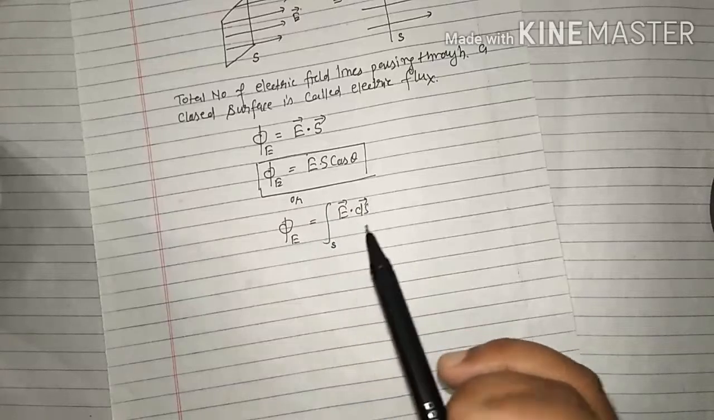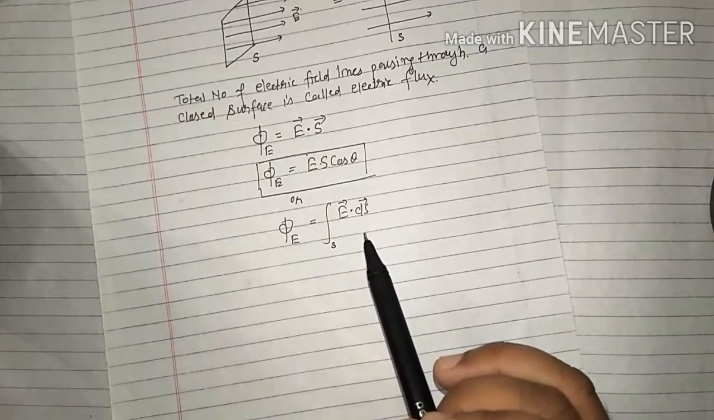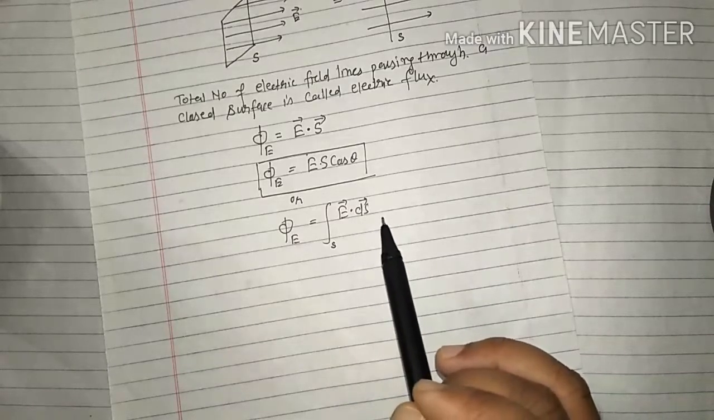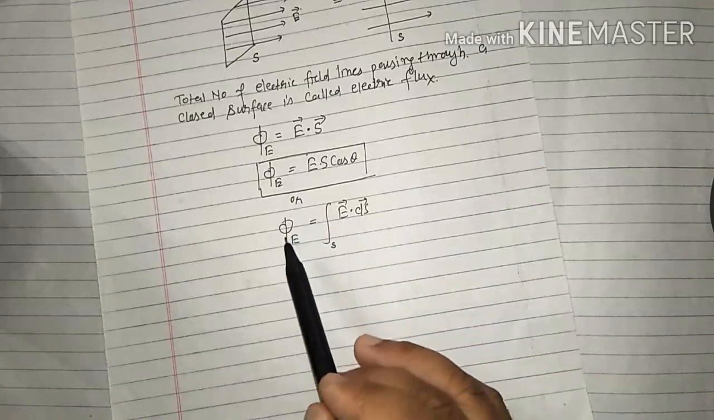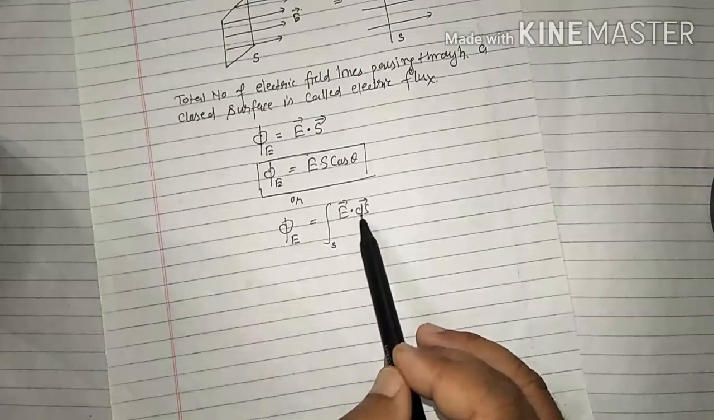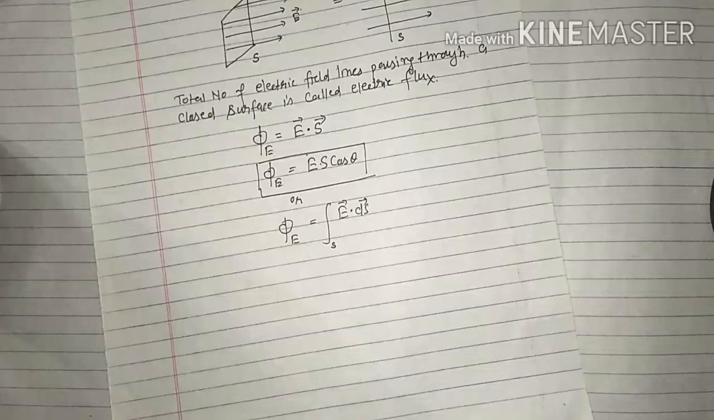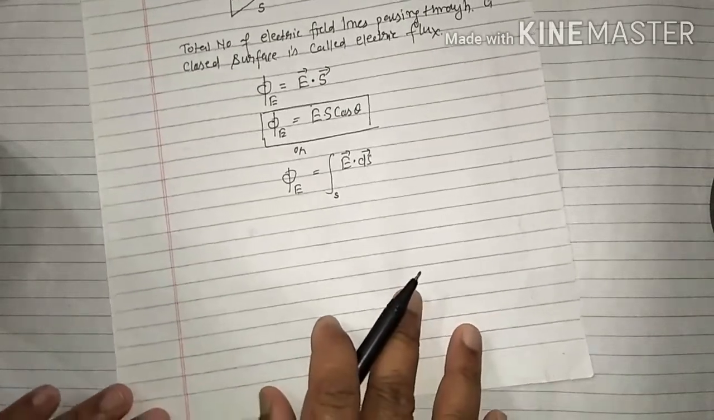Okay, means किसी भी क्लोज सरफेस के थ्रू पास होने वाली टोटल इलेक्ट्रिक लाइंस ये कहलाती हैं इलेक्ट्रिक फ्लक्स. Or simply mathematically, surface integral of electric field over a closed surface is known as electric flux.